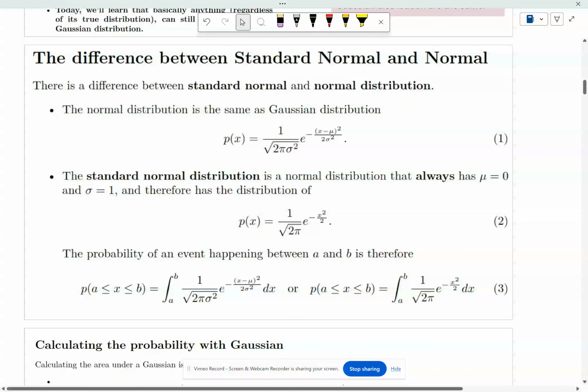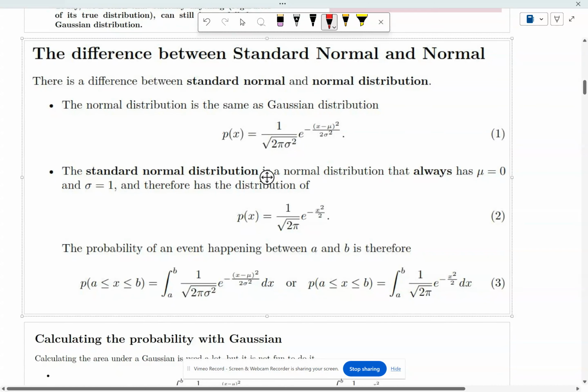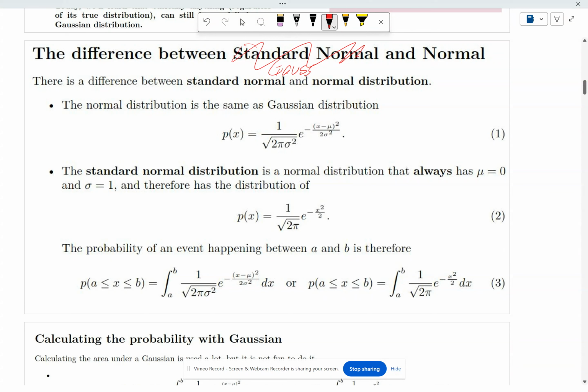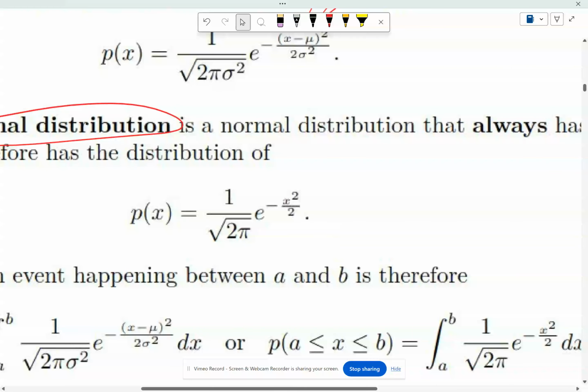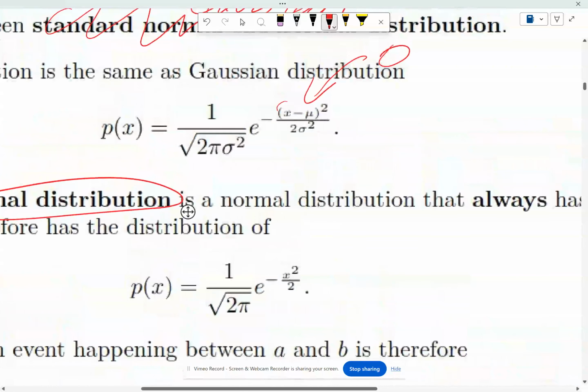But first, I want to distinguish the difference between a Gaussian distribution and a normal distribution. A Gaussian distribution is one where you can just assume that there is some kind of mean and some kind of standard deviation. The only difference between a Gaussian and a normal distribution is that in the normal distribution, the mean is 0. So if this mu is equal to 0, notice how this expression will become this.